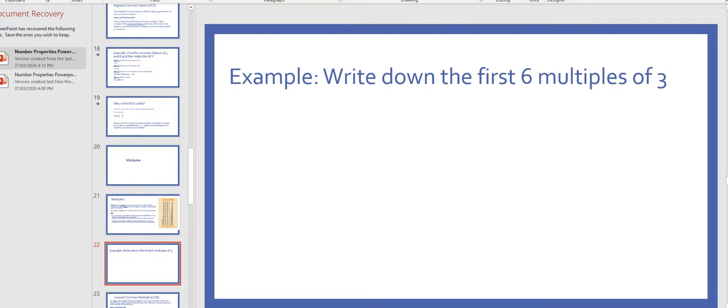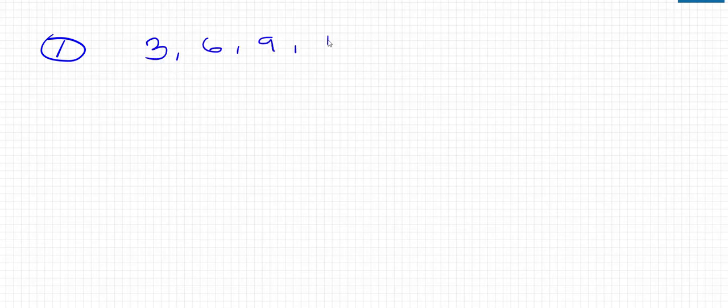Okay, let's try this example. Write down the first 6 multiples of 3. Please have a go first. Okay, so for our first example, I need to work out the first 6 multiples of 3. If you're confident with your timetables, you would start with 3. Always start with the number itself and go 3, 6, 9, 12, 15. How many do I have? 1, 2, 3, 4, 5, and one more, 18. So I just counted by 3s.